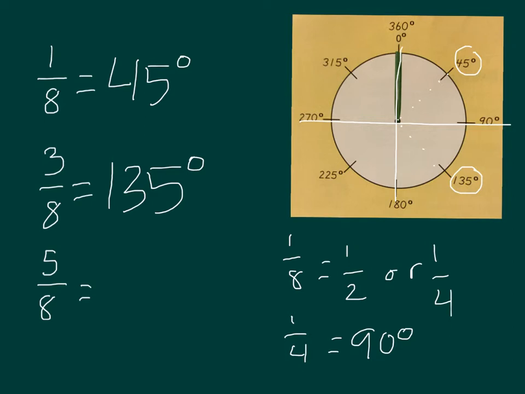Now you try. Can you figure out what 5/8 of the circle would equal? Pause video now. Great job. If you said 225 degrees, you're correct. If I look here, I have 1, 2, 3, 4, 5/8 of my circle, which equals 225 degrees.